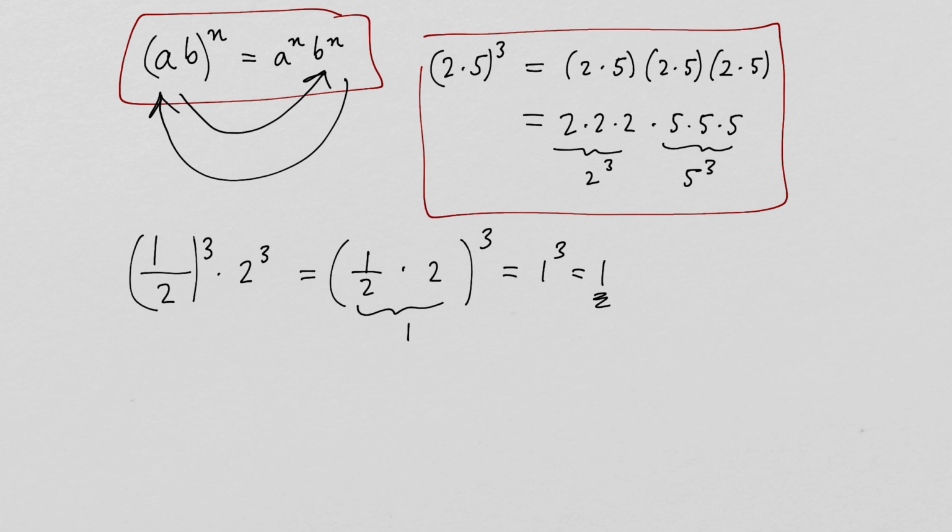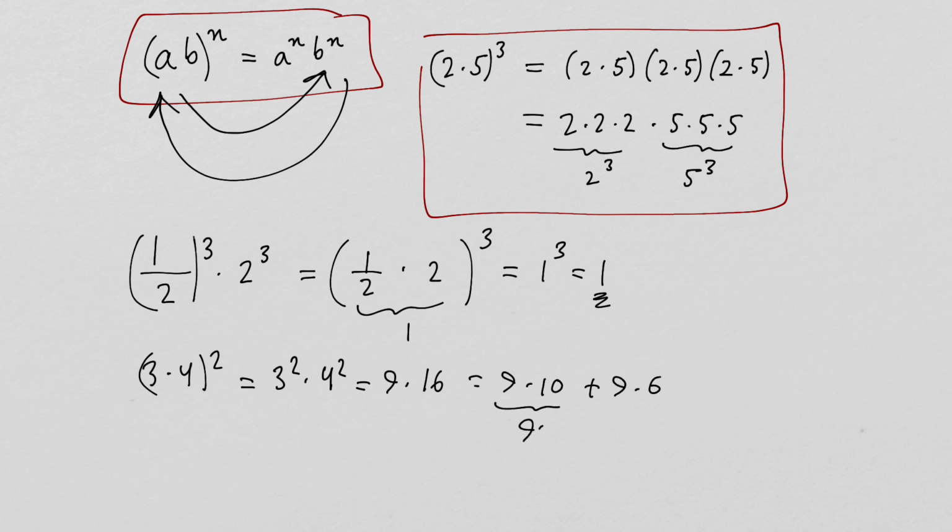Maybe a couple more numerical examples. 3 times 4 to power 2 is something like this. How to calculate 9 times 16? Well, 9 times 10 plus 9 times 6, this would give 90 and this would give 54. Together these are 144.